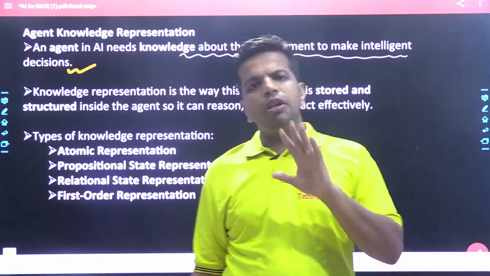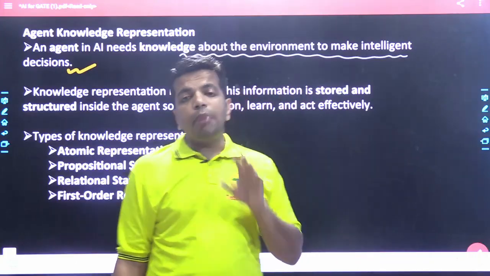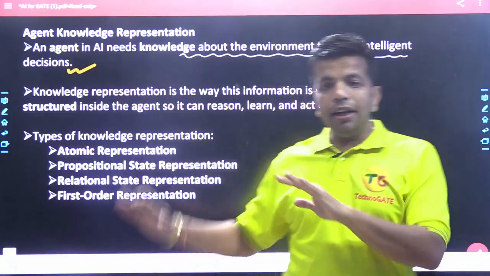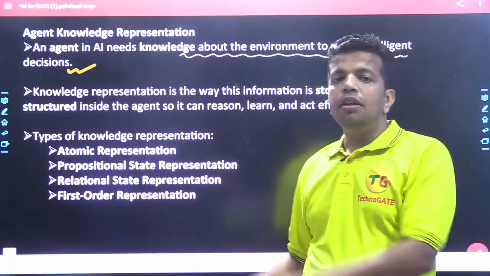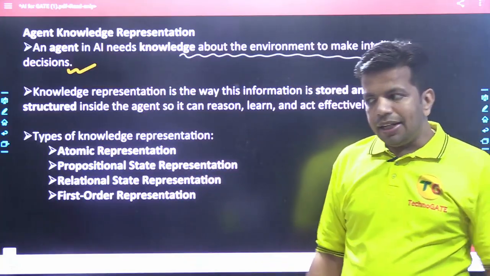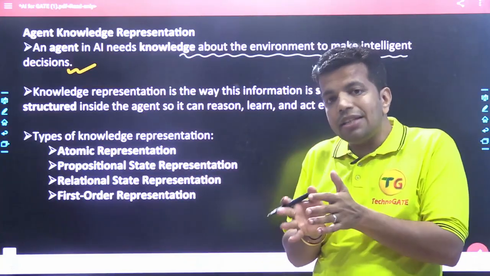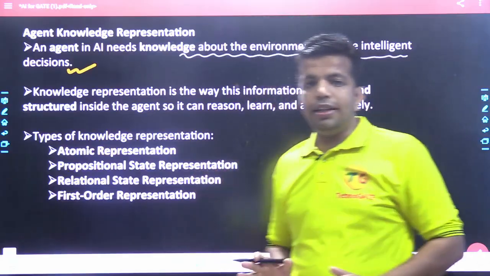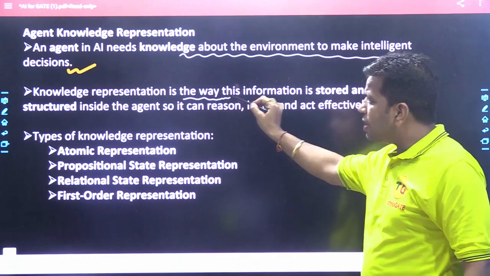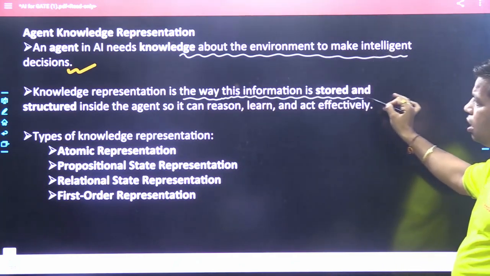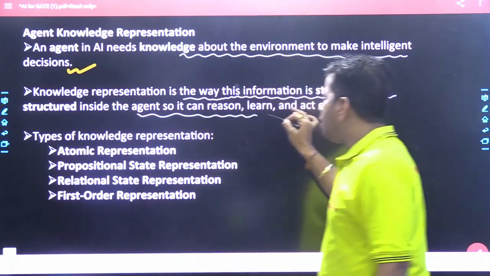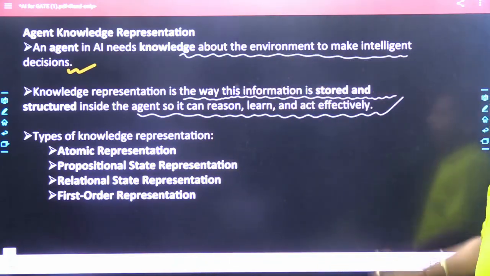I can't solve the problem. Now I have knowledge, but the representation of knowledge is also compulsory, because we are training the system, we are training the model. Inside a model we are going to make one agent, and that agent has knowledge, and that agent wants to represent its knowledge. Knowledge representation is the way information is stored and structured inside the agent, so it can reason, learn and act effectively.